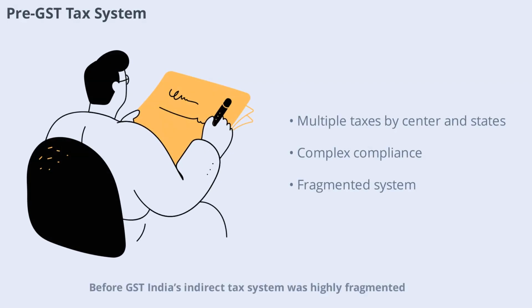Before GST, India's indirect tax system was highly fragmented. Both the central and state governments levied a variety of taxes, such as value-added tax (VAT), central sales tax (CST), excise duty, entertainment tax (OCTRA), and local taxes. Each state had its own set of rules and regulations, making compliance complicated for businesses operating in multiple states. This overlapping of taxes often led to confusion and inefficiency in the tax system.